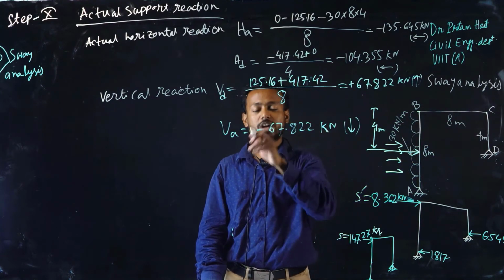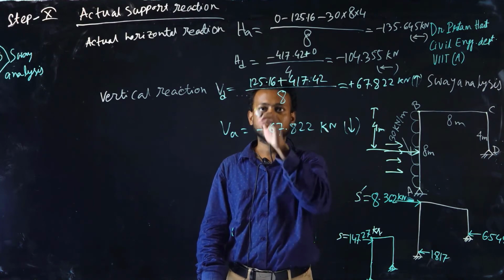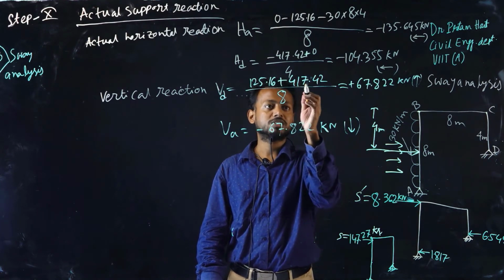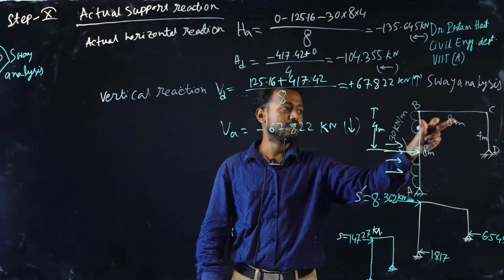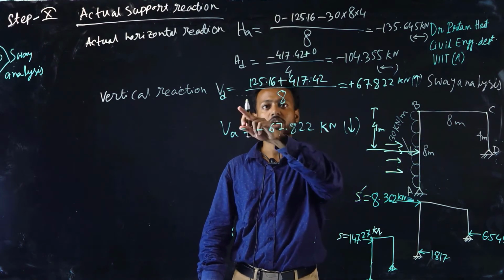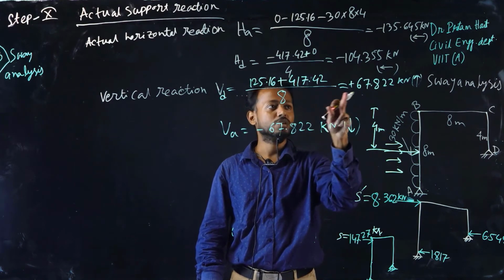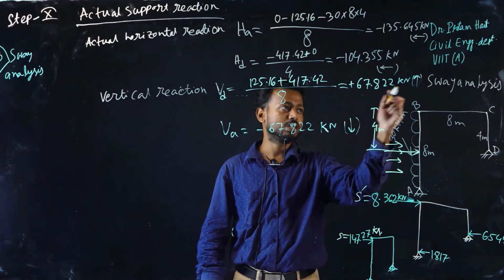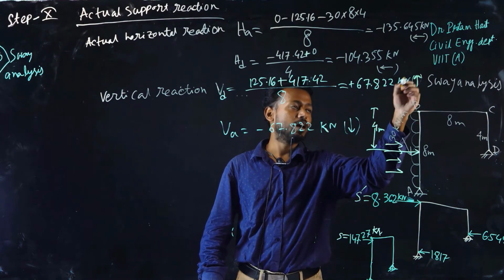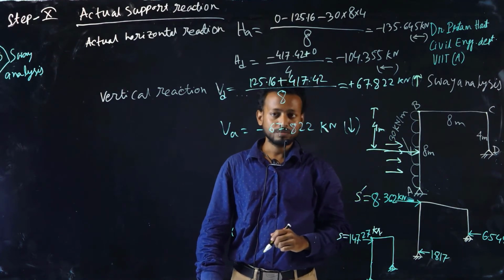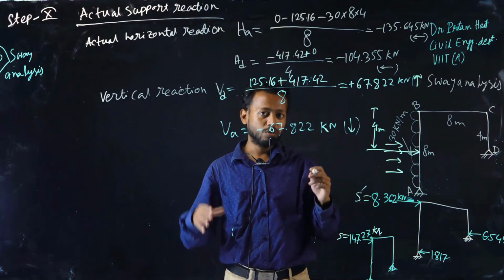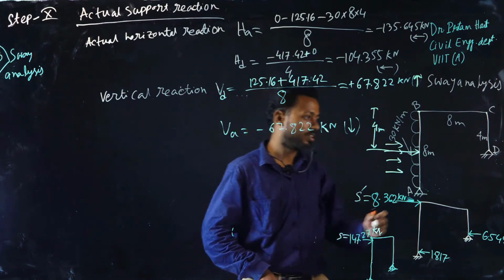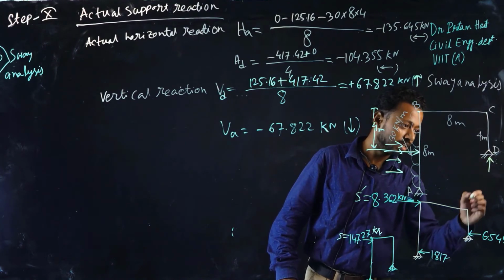So MBC you calculated in that final moment, 125.16, and MCB 417.42, and the length of the member is 8. So VD equals plus 67.82. Since this is positive, you consider this is in the upward direction. Now you imagine VD is in the upward direction.